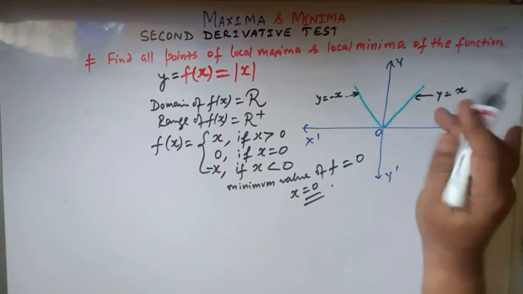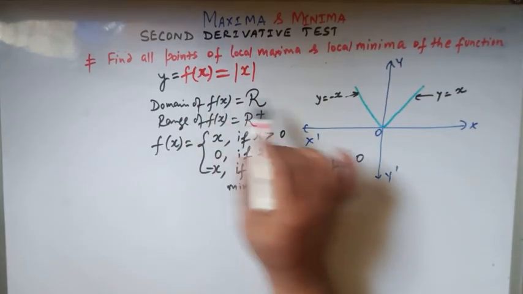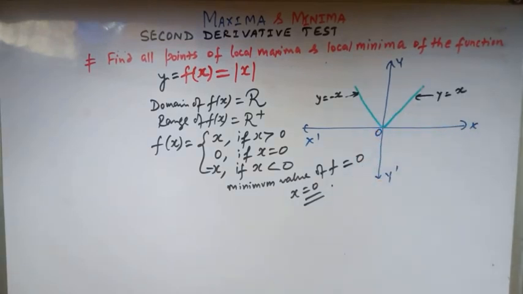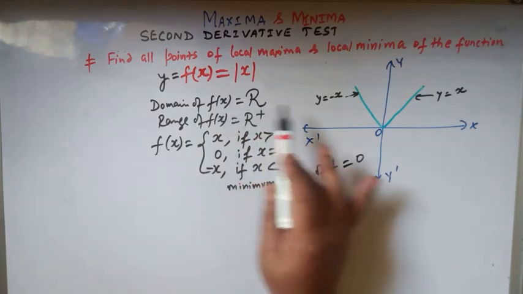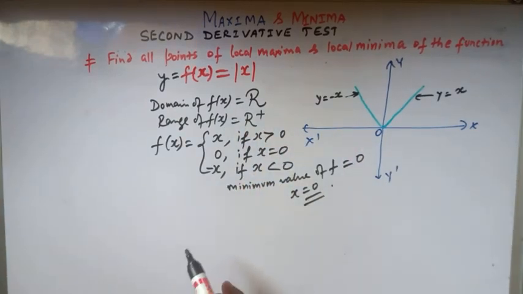these two parts of this function can be extended up to infinity as the value of x increases. Clear? So the graph clearly shows that f has no maximum value in the set of real numbers, and hence no point of maximum value in the set of real numbers. Clear?